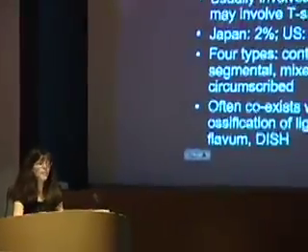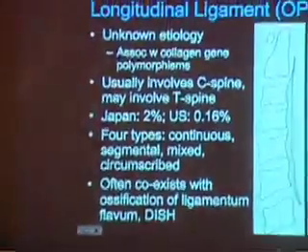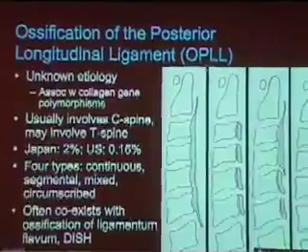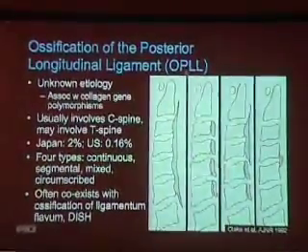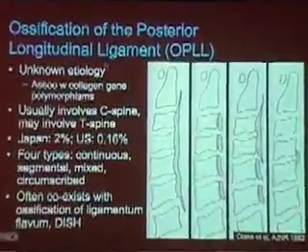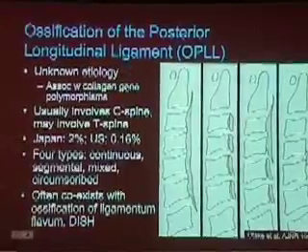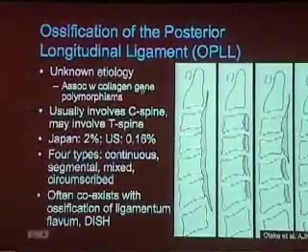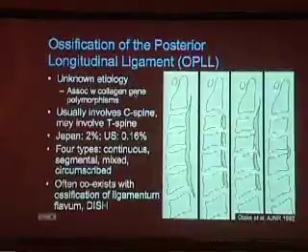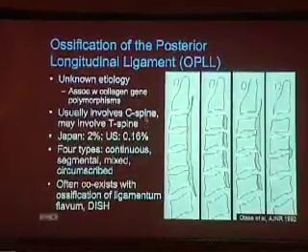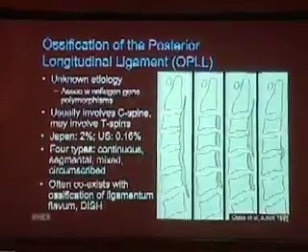Let's move on to another entity, which is not common, but here we seem to see at least a couple of cases of it every year. And this is ossification of the posterior longitudinal ligament, more conveniently referred to as OPLL. This is a disorder of unknown etiology, which seems to be associated with collagen gene polymorphisms. And it usually involves the cervical level, but it can involve the thoracic level.